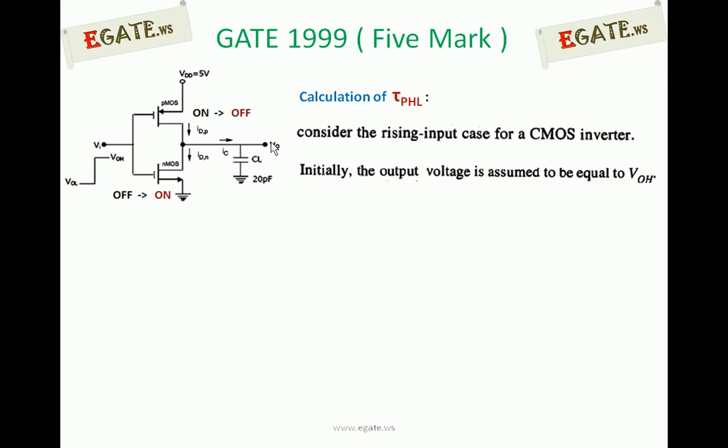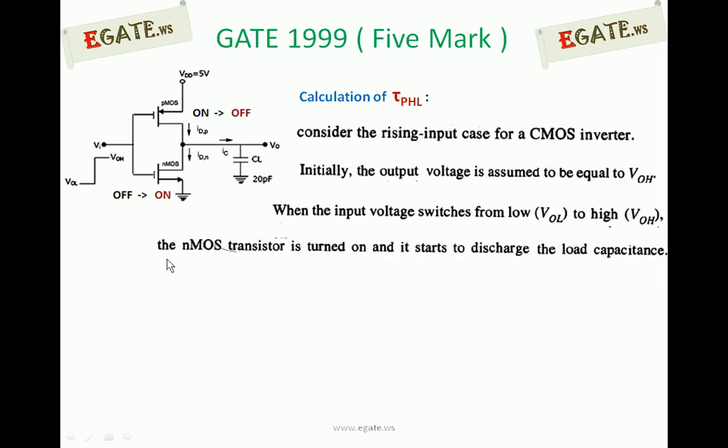So we are assuming that initially, under steady state before the transition at the input side, the output voltage is equal to VOH. Now the input voltage switches from low to high, that is VOL to VOH. By that time PMOS is turning from on to off and NMOS is turning from off to on. So the NMOS transistor is turned on and it starts to discharge the load capacitance. At the same time, the PMOS transistor is switched off, that is IDP, the drain current of PMOS, is equal to 0.